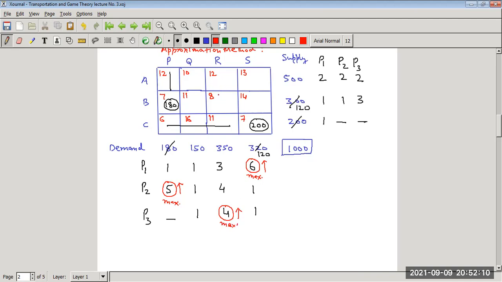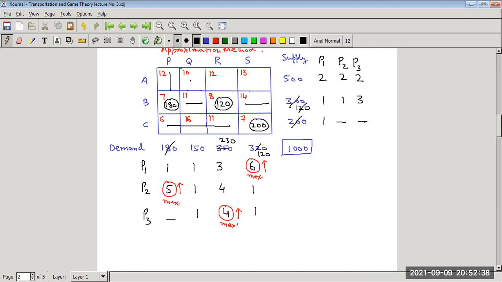So what is the minimum? 8 is the minimum. So our focus is to send the maximum number of items at this point. Because we have only 120 items in supply and 350 is the demand, we can send 120 items. By sending 120 items, this cell is exhausted. So we can cross this, and we have 230 items left in this station.